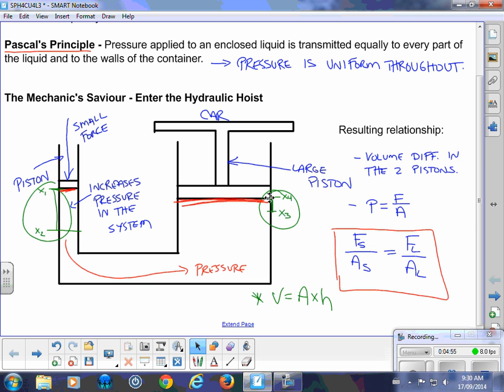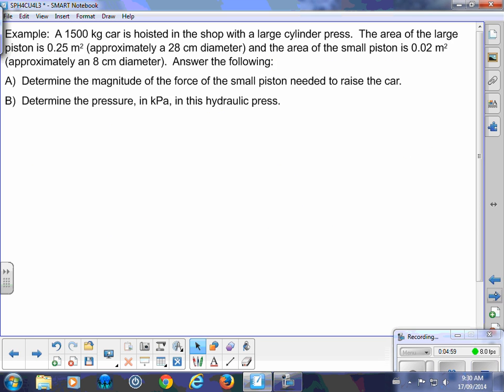Force, S for small, L for large. And I got a couple of examples to run through with you. So a 1,500 kilogram car is hoisted in the shop with a large cylinder press. So let's keep the diagram simple. Here's the system, and here's the car.